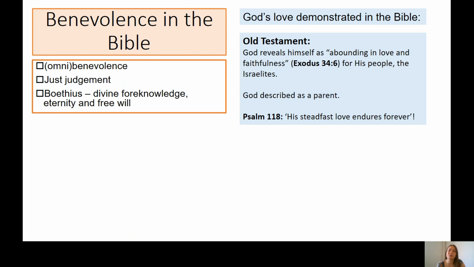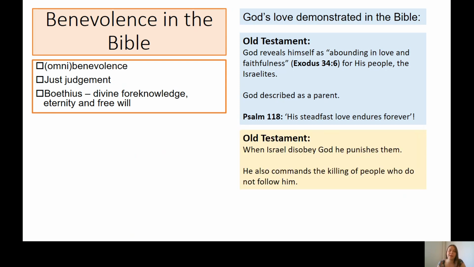In a lot of places in the Old Testament, God is described as their parent, both male and female. So a lot of analogies of God being a father, but also being a mother hen gathering her chicks. So there's a lot of that kind of symbolism of God being a parent. And in the Psalms that were written by David, there's a lot of talk of God's goodness and God's love as well. So one says, his steadfast love endures forever.